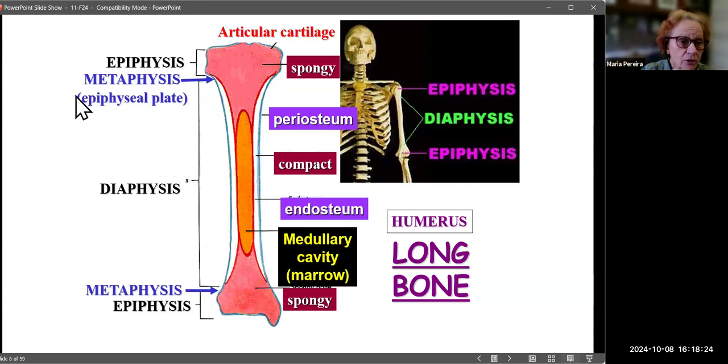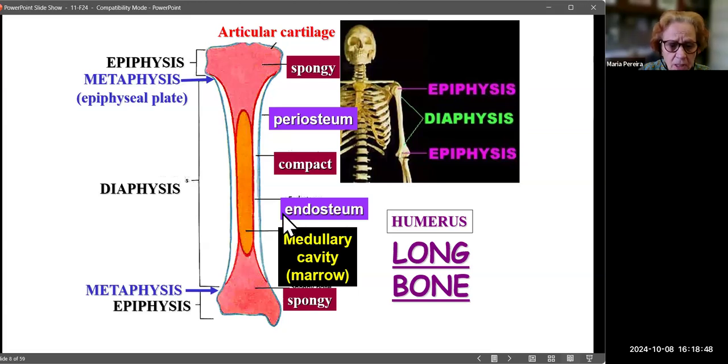So it has what we call the epiphyseal plate, and this is the last area of the whole bone to become calcified. So there's a lot of activity that goes on in this metaphysis in these areas, and the effect is to allow the bone to grow in length.